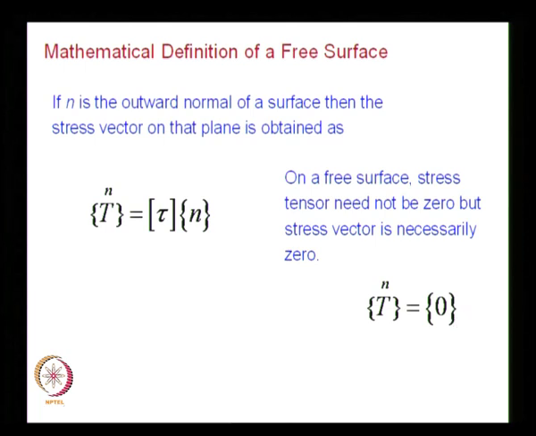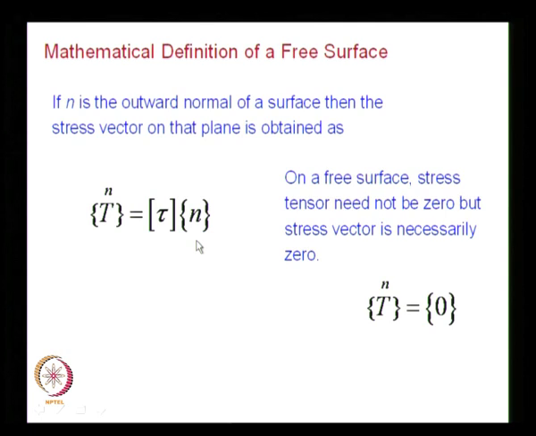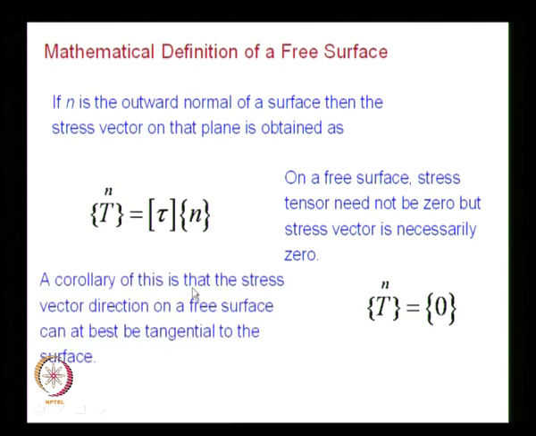So, what we see here is, if I have to find out the stress vector on any specified plane, I can go to Cauchy's formula. Then I make a statement that on a free surface the stress vector is necessarily 0. So, it is defined like this, and what is the corollary of this? The corollary is that the stress vector direction on a free surface can at best be tangential to the surface.